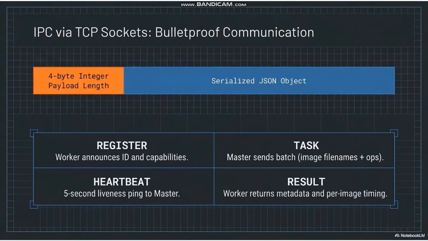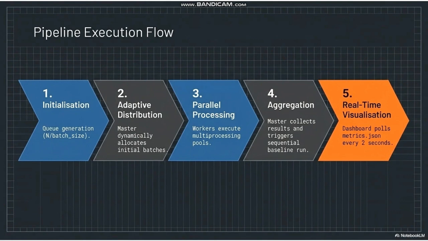Workers and master communicate using four message types: register, task, heartbeat, and result. This ensures reliable and structured communication across the distributed system. Execution flow. The workflow has 5 stages: task creation, adaptive distribution, parallel processing, aggregation, and live monitoring through the dashboard.